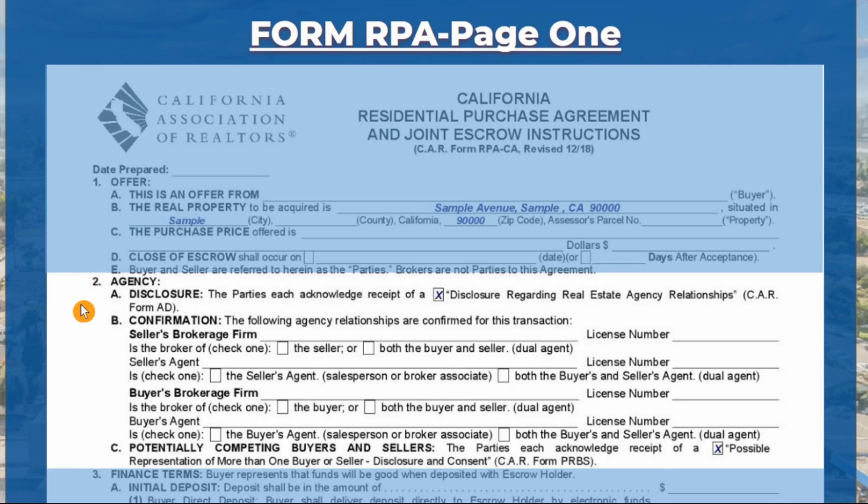Agency confirms the agency relationship that each agent has with their client. We talked about that more in the first video, which covered Form AD, and that comes into play here in the agreement. Section C talks about potential competing buyers and sellers. And if you watch the earlier videos, that's covered with Form PRBS.